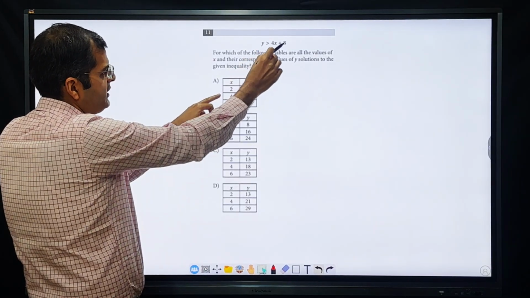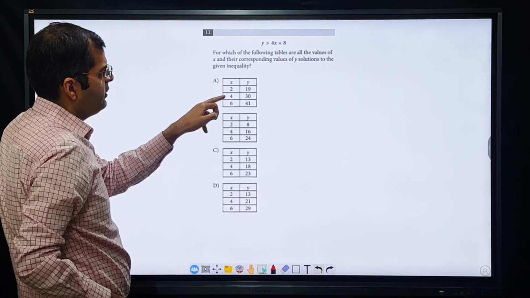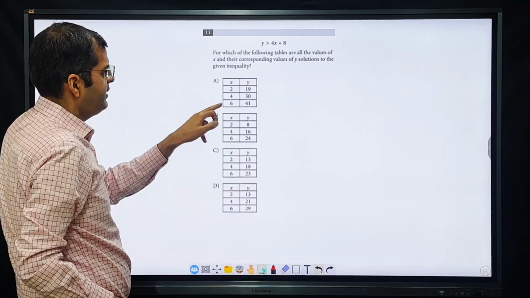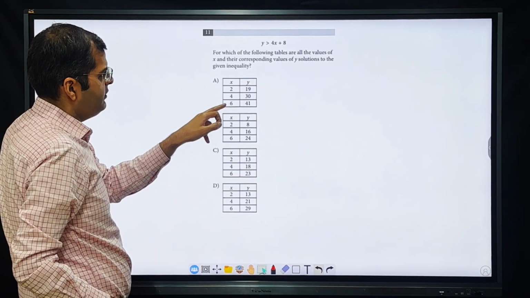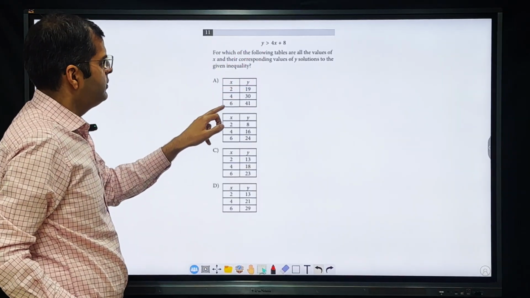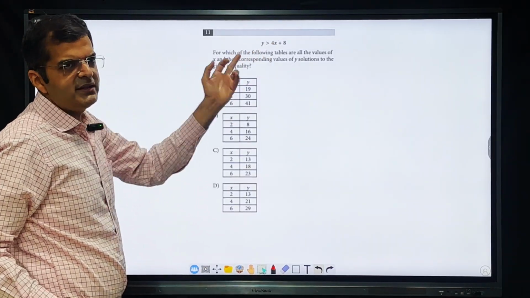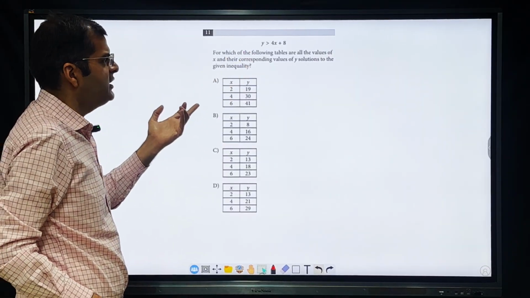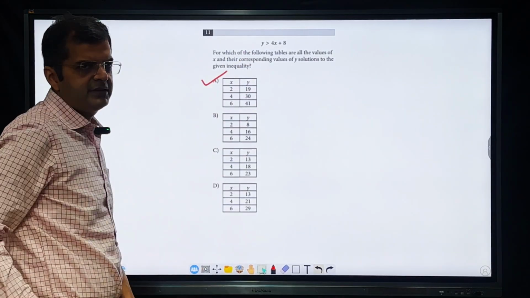When x equal to 4, what is 4x plus 8? 4 into 4, 16. 16 plus 8 is 24. And y is 30. Yeah, 30 is greater than 24. This is also satisfying. When x equal to 6, this will be 4 into 6, 24. 24 plus 8, 32. And y is 41. 41 is greater than 32. So again, this satisfies. So for option A, all the three values are satisfying. So option A is the correct answer here.